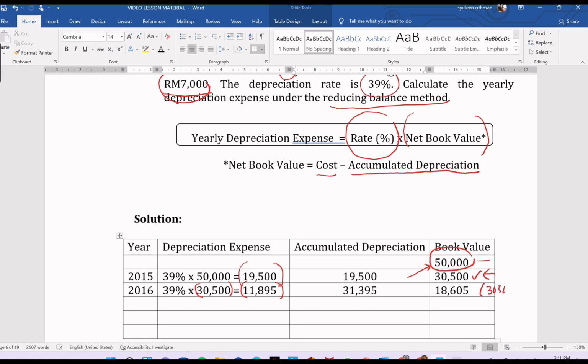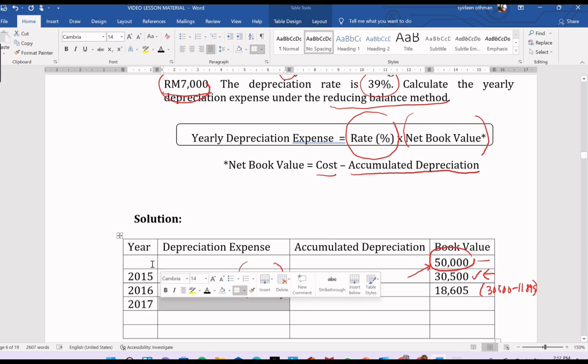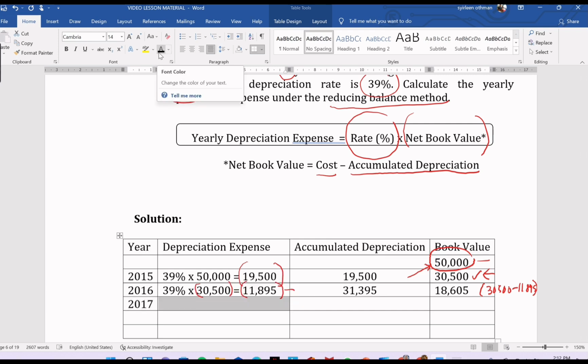Okay, we will minus with the depreciation expense. Right, that is 11,895. Okay, all right. So next year round, we are left with this for the calculation of the depreciation. Okay, so for 2017, I will multiply 39% with 18,605. So the depreciation expense, if you are doing the adjusting entries, your entries will record this amount, which is 7,255 ringgit and 95 cents.